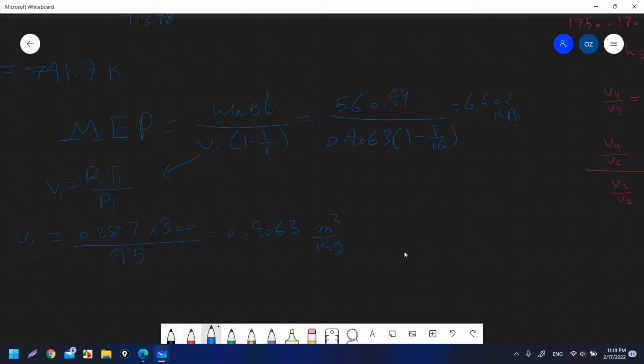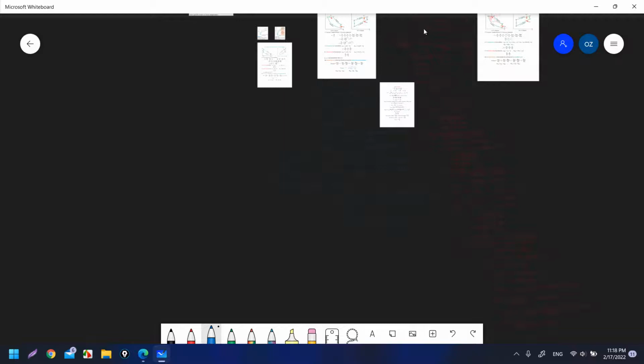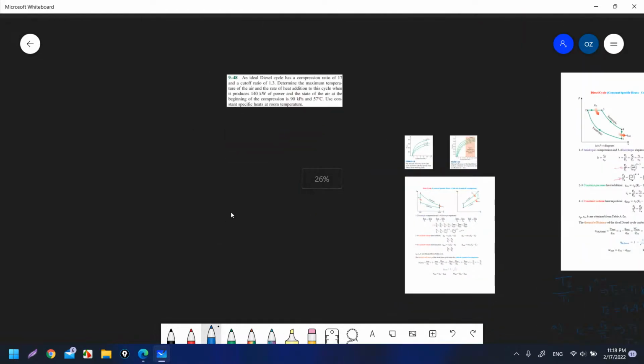So it is much faster than the variable specific heat. Look at variable specific heat, all this, and for constant specific heat, half of the solution.